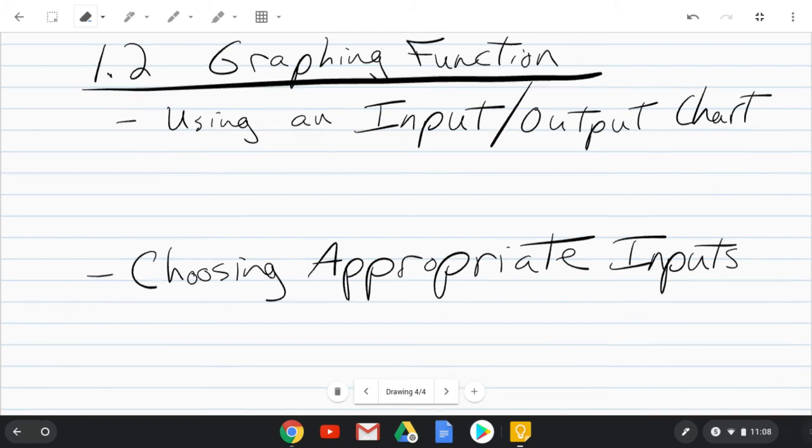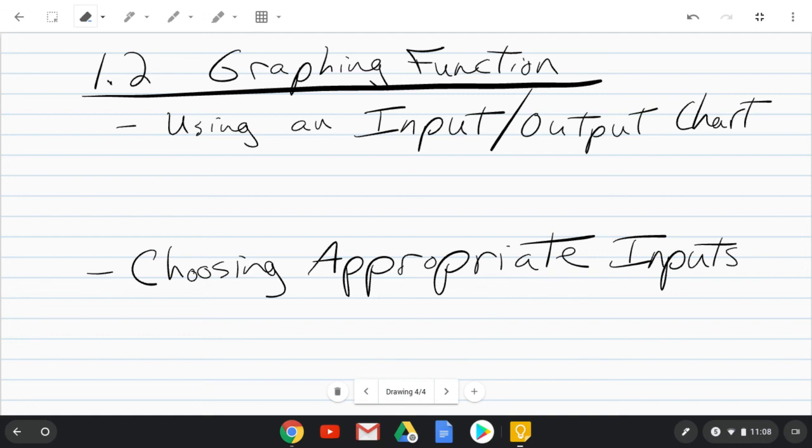And let's talk about section 1.2. Section 1.2 is about graphing functions. There's basically two things that we're trying to learn or get across in section 1.2. Those are using input-output charts and choosing appropriate inputs. Let's start with the input-output chart.